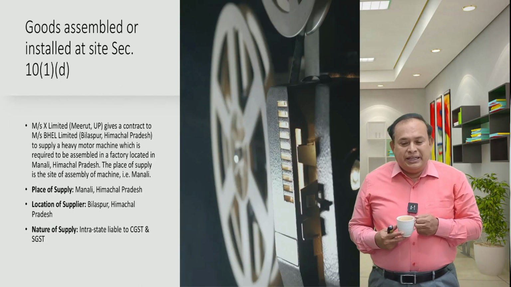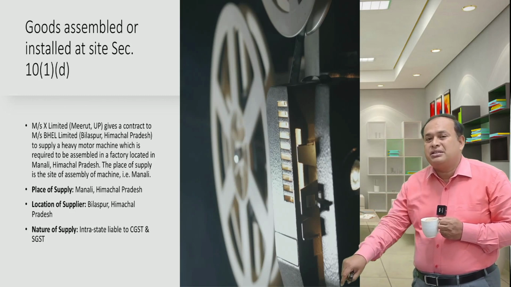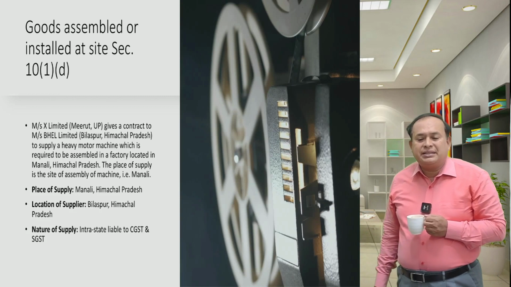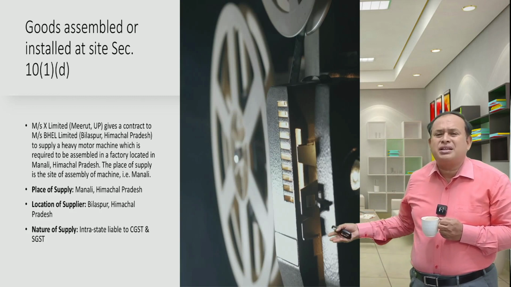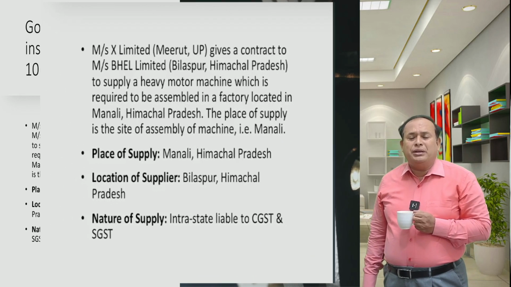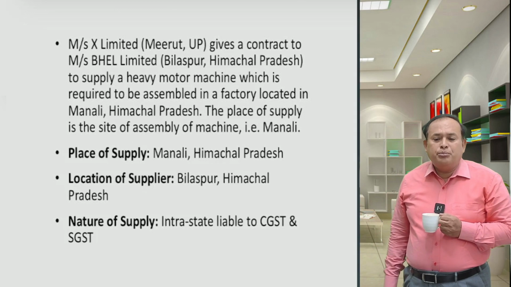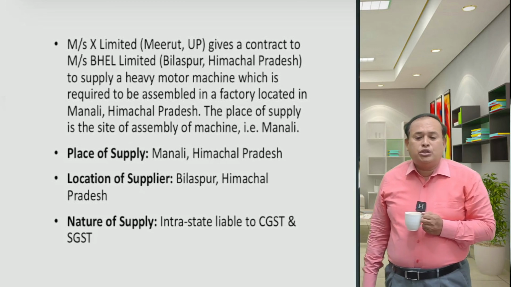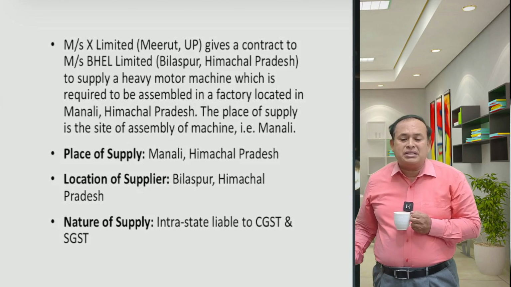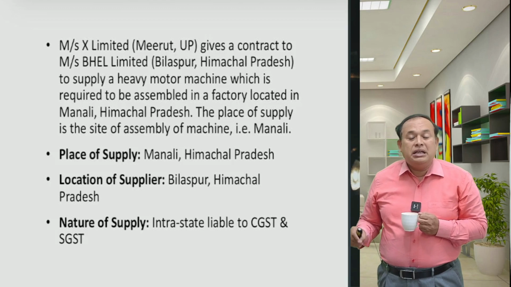Further, 10.1D with one more example. Earlier I said installation example, now assembling. Goods assembled and installation go hand in hand. In fact, one example: X Limited, Meerut, Uttar Pradesh, gives a contract to BHEL Limited, Bilaspur, Himachal Pradesh, to supply a heavy motor machine which is required to be assembled in a factory located in Manali, Himachal Pradesh.